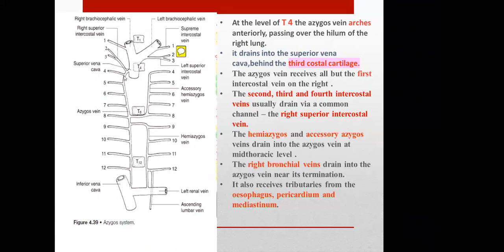Continuing superiorly at the level of T4, it will form the arch of the azygous vein that will drain into the superior vena cava. The azygous vein receives all the posterior intercostal veins except the first one, which will drain into the brachiocephalic vein. It also receives the hemiazygous and the accessory hemiazygous at the level of T8, and receives the right bronchial vein, esophageal, pericardial, and mediastinal vessels.